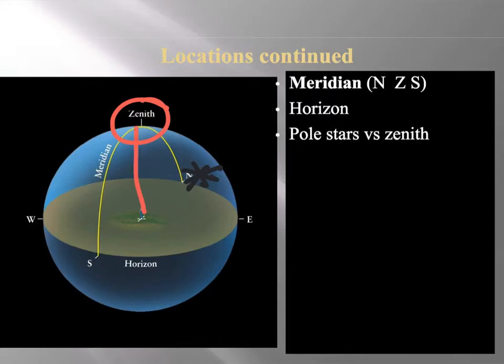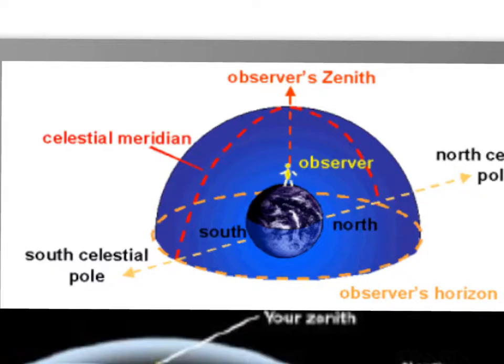So remember, zenith is always directly above. Zenith changes depending on your position on the globe, whereas your pole star is always the same. It's just where we see it that changes depending on your location. So we can see if we look at this example of here being our observer, there being the zenith. Remember, zenith is always directly overhead. Nadir would be this arbitrary point down below where you could never see.